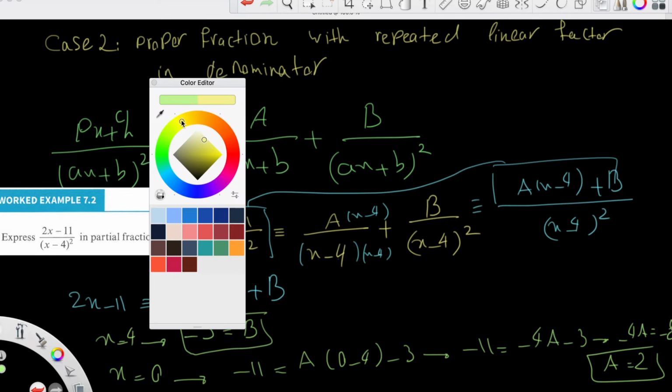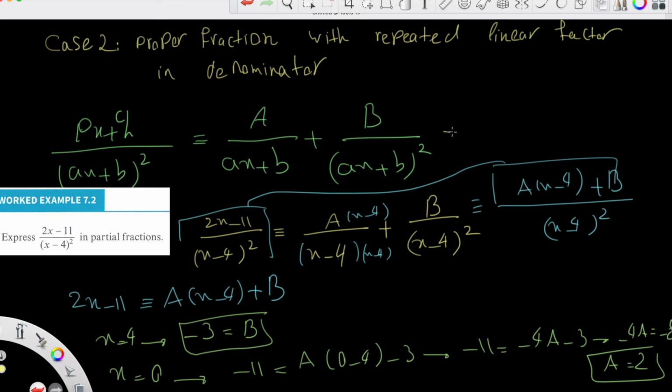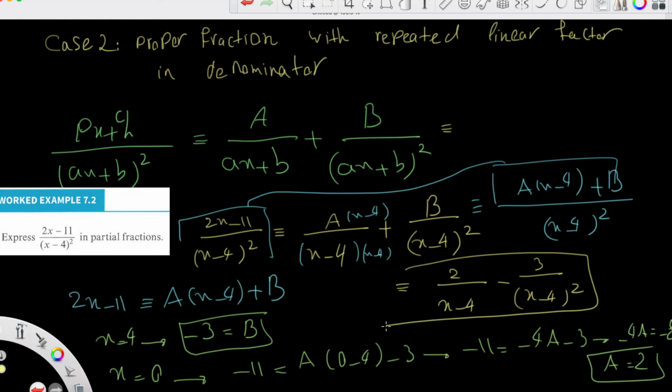So then you can write it split into partial fractions. So it will become a, which is 2 over x minus 4, plus, where is b, negative 3 over x minus 4 whole square. This is the answer. Now, next example, we have 1 minus 9x minus 8x squared over x minus 2, 2x plus 3 squared.